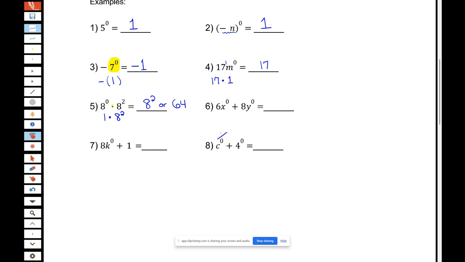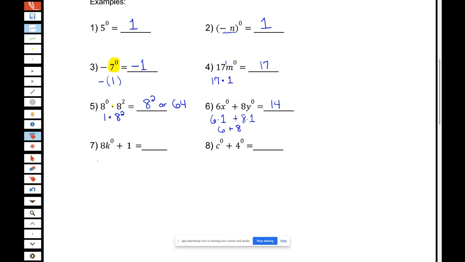So on number 6, we have 6 times x to the 0, which is going to be 6 times 1, plus 8 times y to the 0, which is 8 times 1. So 6 times 1 is 6, 8 times 1 is 8, so the answer is 14.